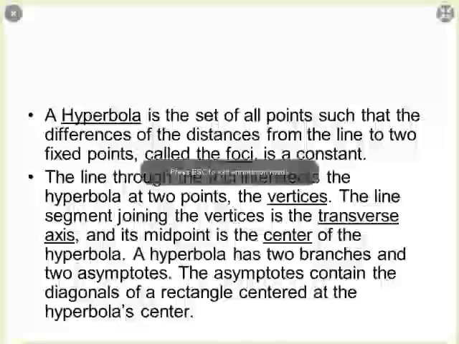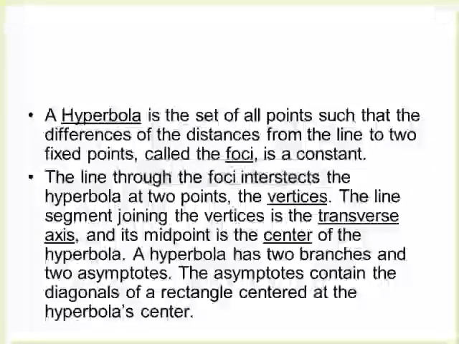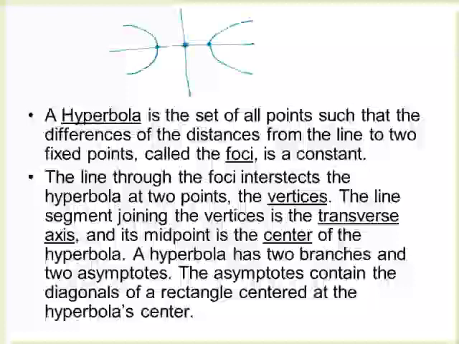When we have a graph of a hyperbola, we have a couple important features. Our center, again, is going to be at the origin for today. We're going to have some vertices that the hyperbola is going to go through. And there will always be two pieces to the hyperbola across from each other.